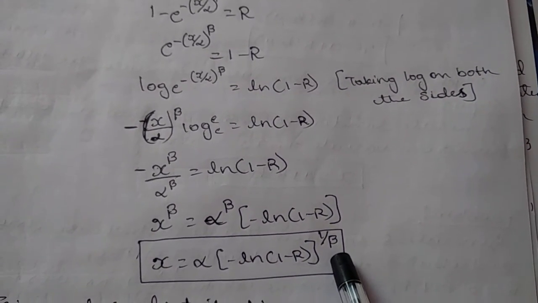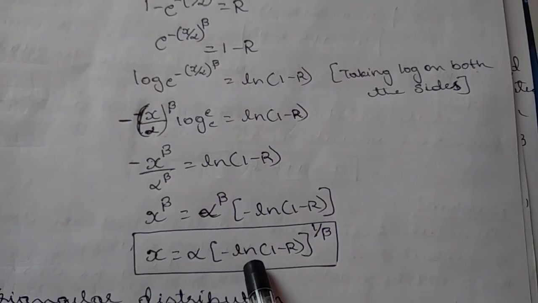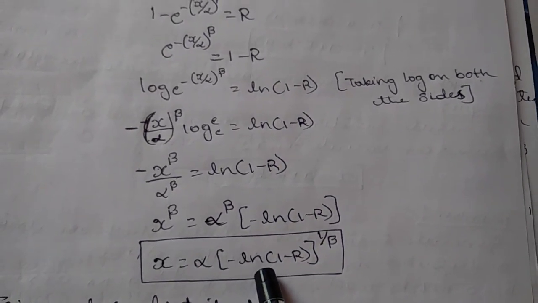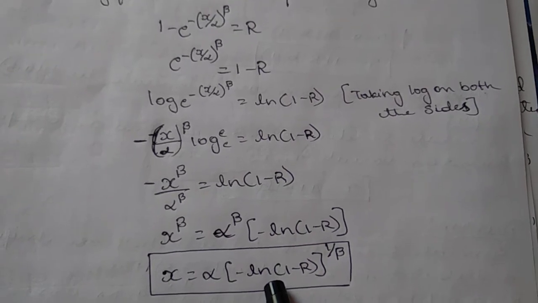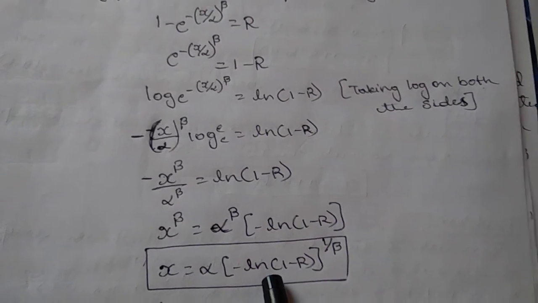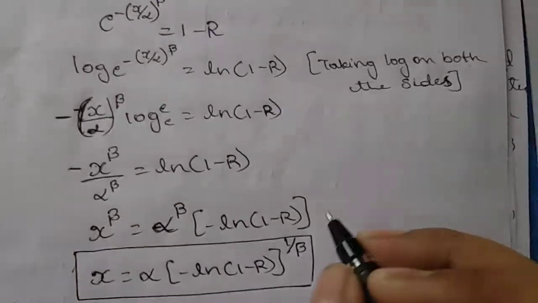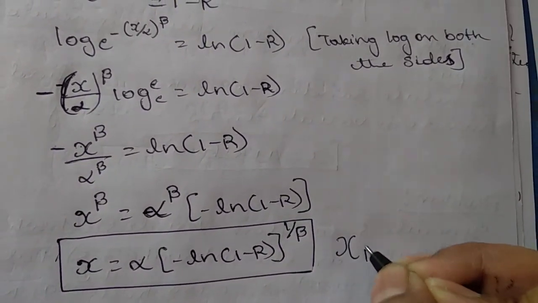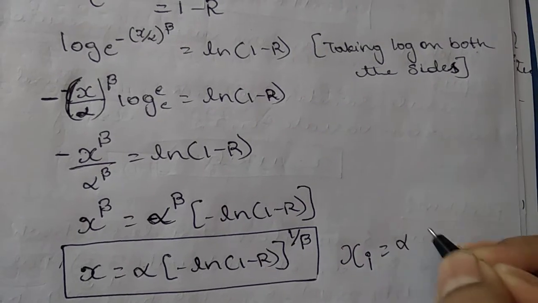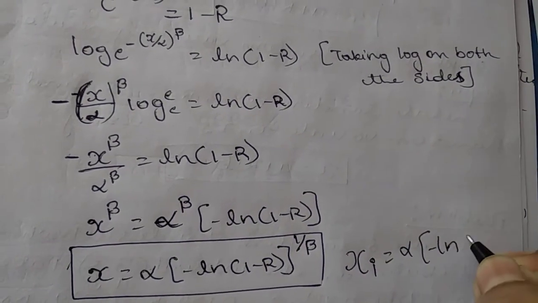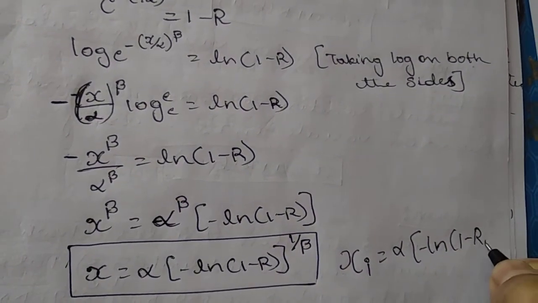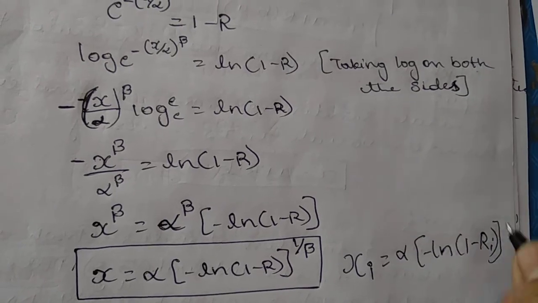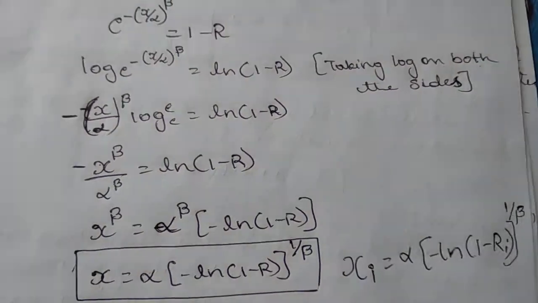This is your Weibull distribution. Using this formula only, you have to find the random variates. Problem, this is same as the previous section, so random numbers will be given. If you want to find the random variate, X_i equals alpha into (minus ln of 1 minus R_i) whole power 1 divided by beta.